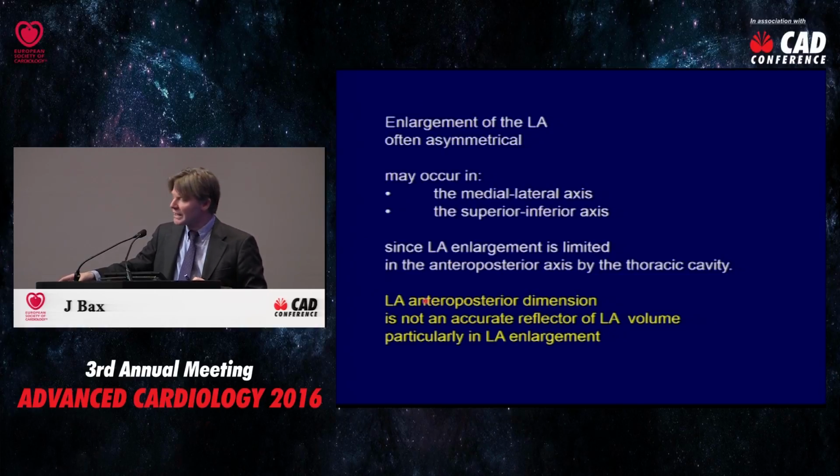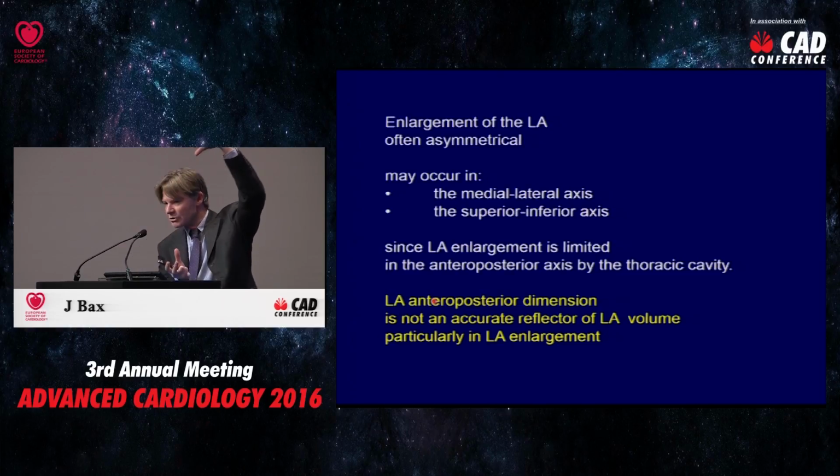But what is important to realize is that an atrium is not actually a very symmetrical structure. It's often very asymmetrical. And the asymmetry may occur in the medial-lateral axis or the superior-inferior axis, and not so much on the dimension that we measure on M mode. Why not? Because the thoracic cavity is restricting there. It can simply not dilate in that direction. When I trained in echocardiography, there was a technician who always explained to me, in atrial fibrillation, the atria look like Spanish tomatoes. They don't dilate here, but they dilate here.